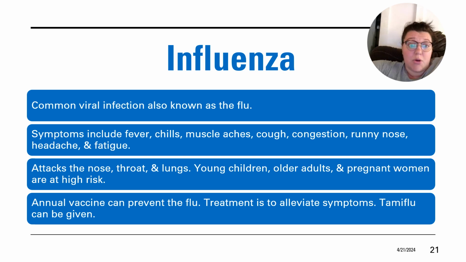This actually attacks the nose, throat, and lungs. Young children, older adults, and pregnant women are at high risk. The flu kind of attacks them a little different than it does in healthy younger adults. Young children, their immune system just isn't fully developed. An annual vaccine can prevent the flu. The treatment for the flu is actually to alleviate symptoms, and Tamiflu can be prescribed by your doctor.